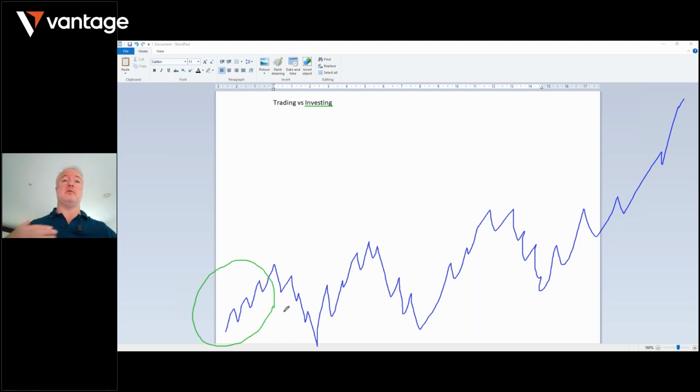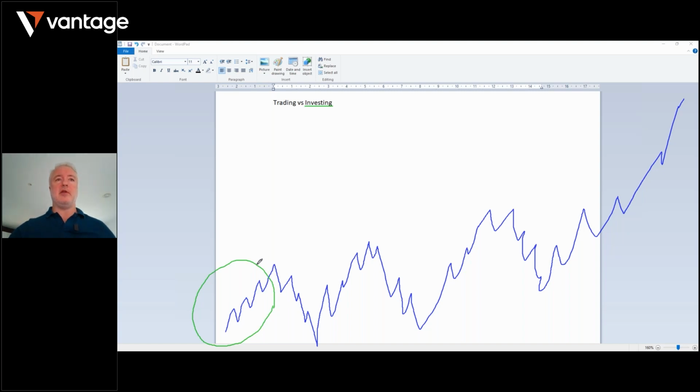As a retail investor, retail trader, our market share has grown from 2008, 15 years ago, from 5% of the market. We are now pushing between 20 and 30%, depending on which market you look at. So it's grown, it's a good thing.